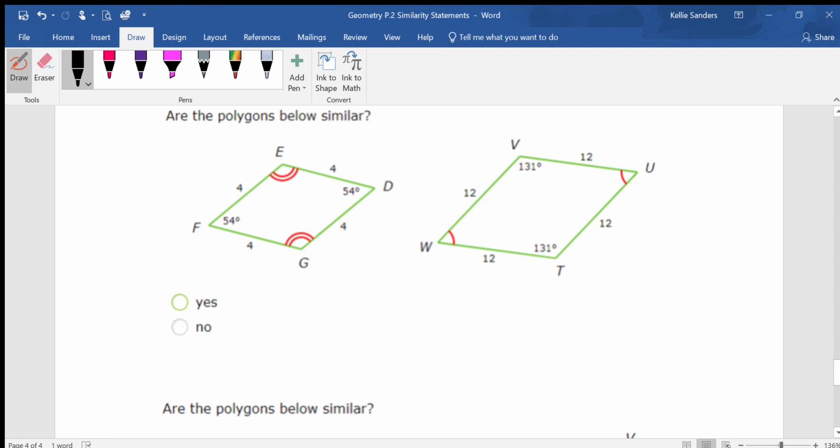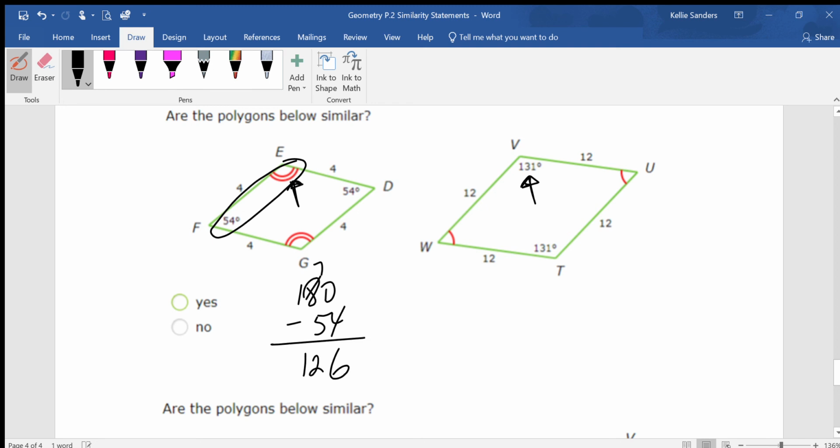Okay, you're going to see a couple of these later on, and so these are parallelograms. And if you recall, in a parallelogram, consecutive angles are supplementary, which means they add up to be 180. So I need to find the angle of this and see if it's the same as this. So 180 minus 54 is 126. So both of these are 126. This is not 26. So these are not similar.